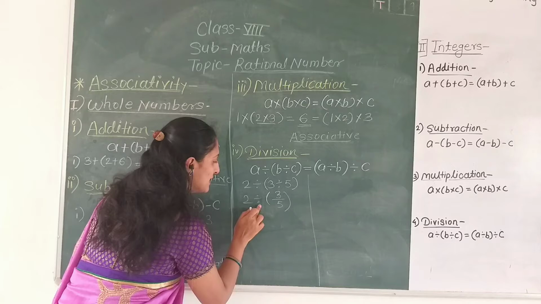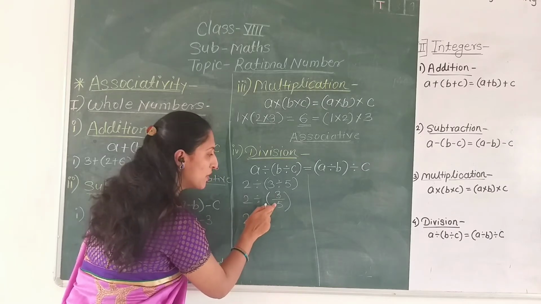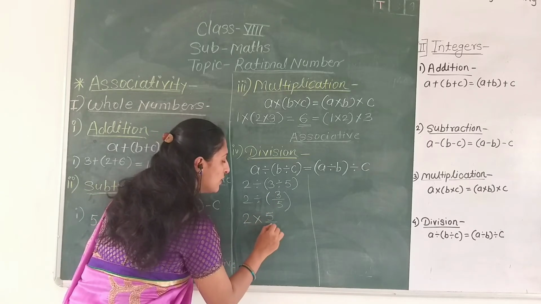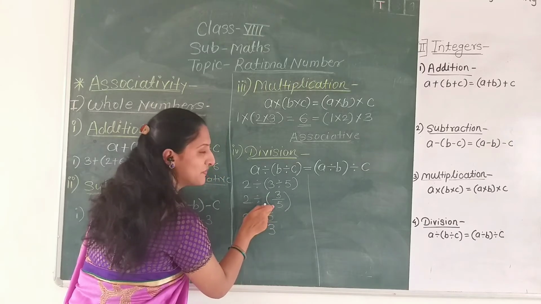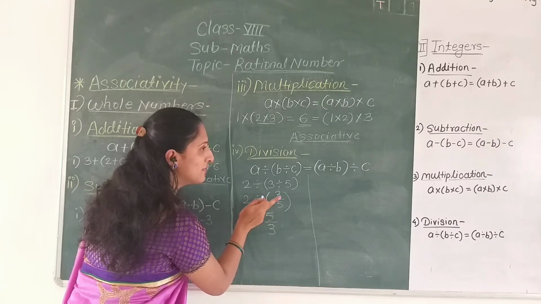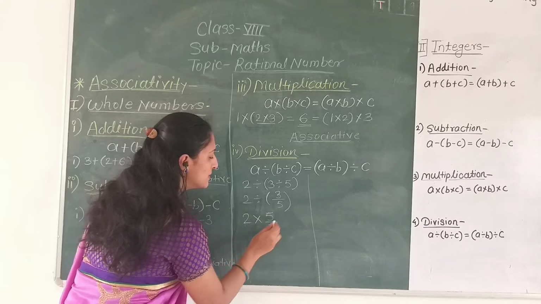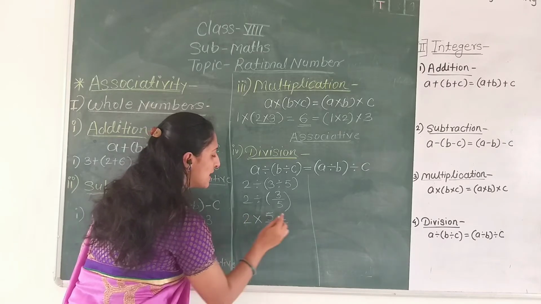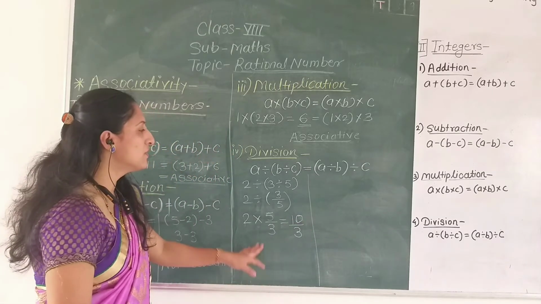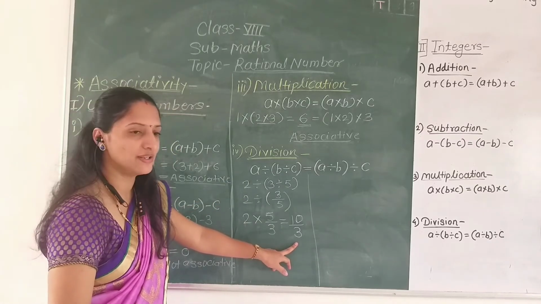The division sign changes to multiplication, and I take the reciprocal of this fraction. Now the reciprocal of 3 upon 5 is 5 upon 3. Only change the place of the numbers, right? The numerator changes to the denominator, and the denominator changes to the numerator. That is 2 into 5 upon 3. So this gives you 5 twos are 10. That is 10 divided by 3. So LHS gives us the answer 10 divided by 3.